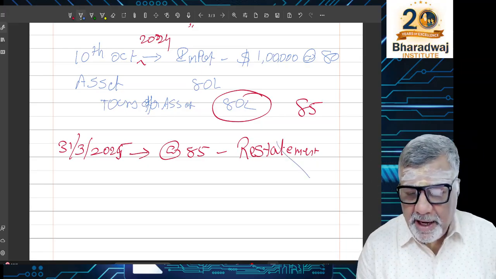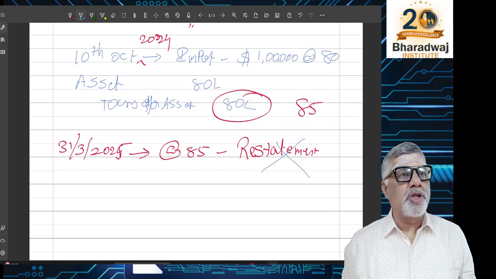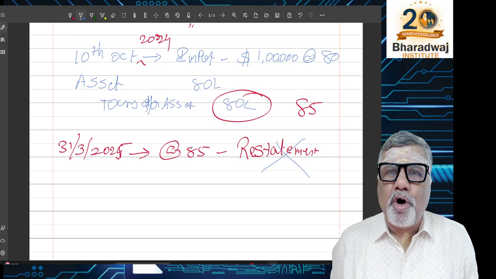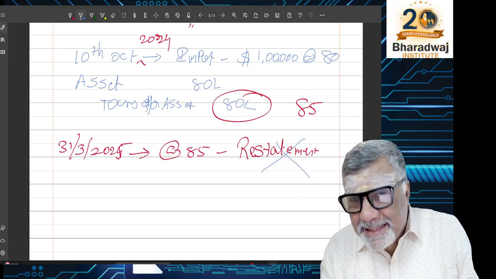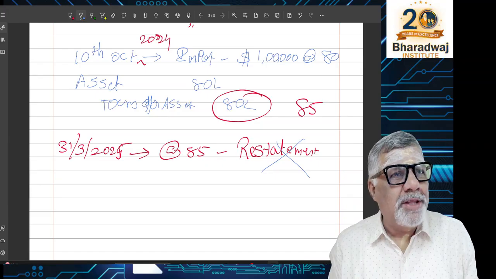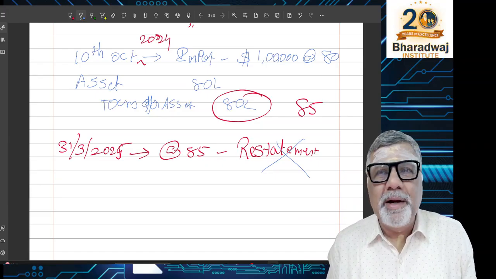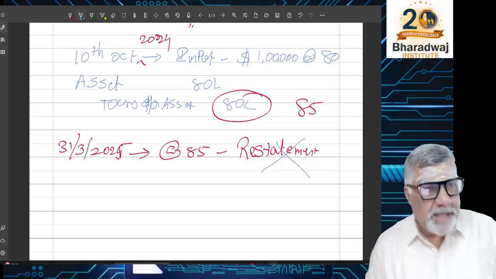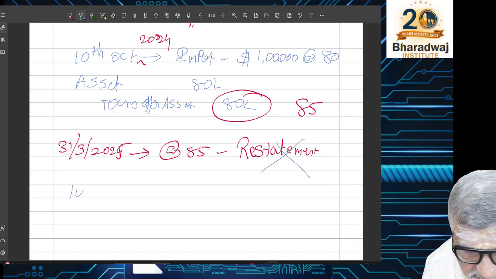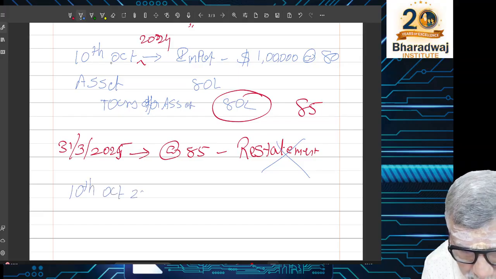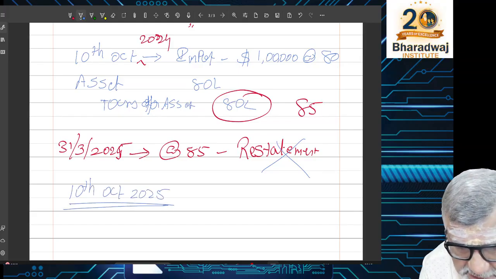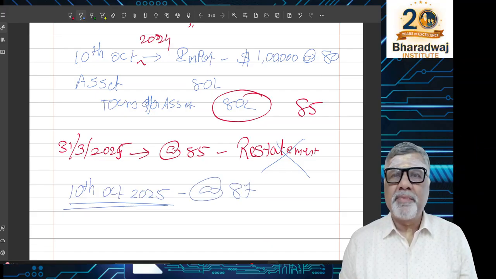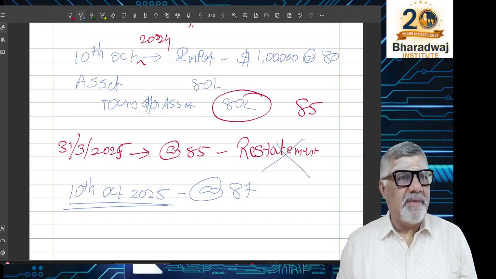My dear friend, in income tax law, there is no concept called restatement. The next thing can happen only on the date on which the liability is settled. Suppose I am settling it this year, 10th October 2025. At that time, the rate is 87.